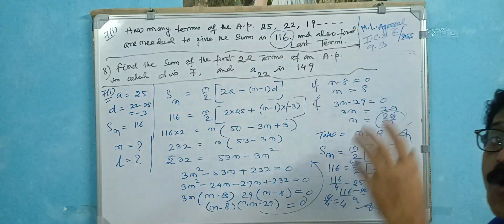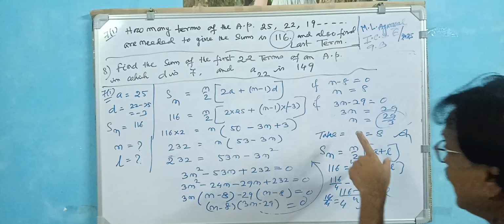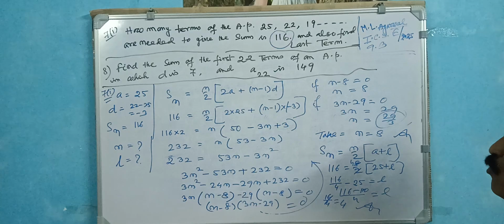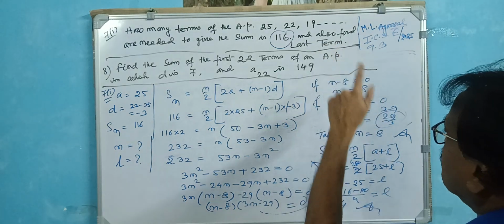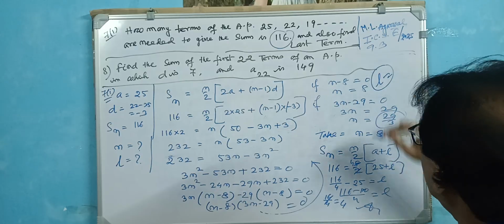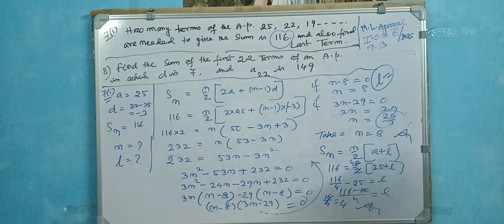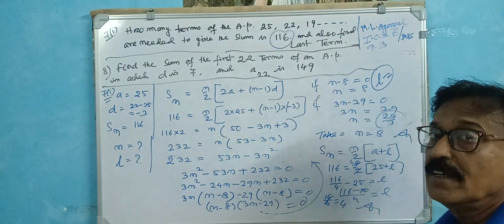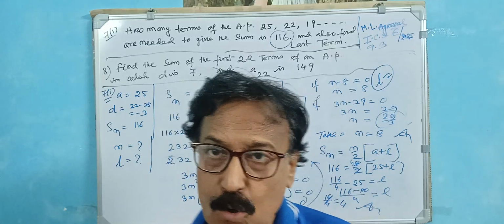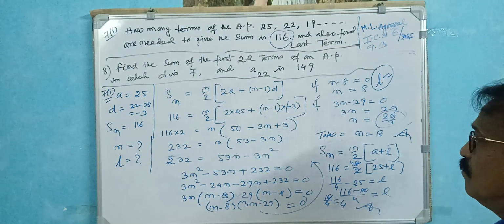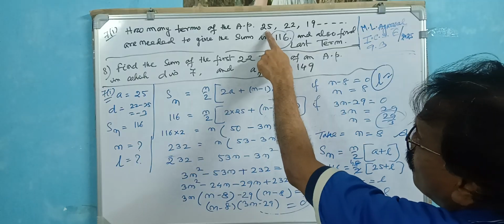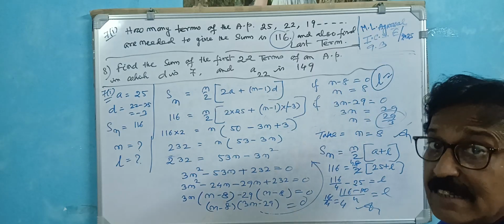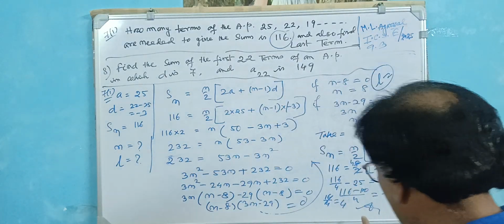But particularly, what is the value of the last term, or T8? Particularly it is 4. The last term means l, and it is 4. The number of the last term is 8, the total number of terms. That means the value of the 8th term is 4. The value of the first term is 25, the second term 22, the third term 19, and the 8th term is 4.